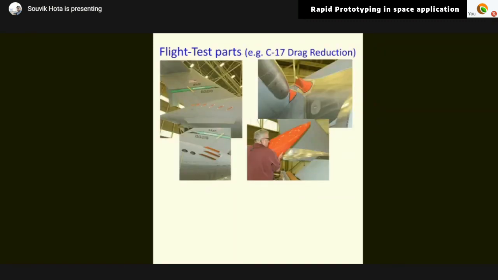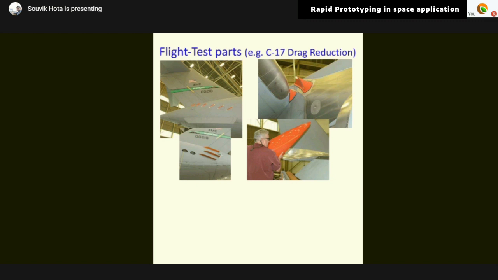It is quite interesting, the drag reduction process in the C-17 aircraft. So this is also a flight test part where we are deploying this 3D printing technology. Micro vanes are bonded to each side of the aft fuselage of the C-17 Globemaster for phase 3, 4 and 5 research in the C-17 drag reduction program, which is managed by the Air Force Research Laboratory.